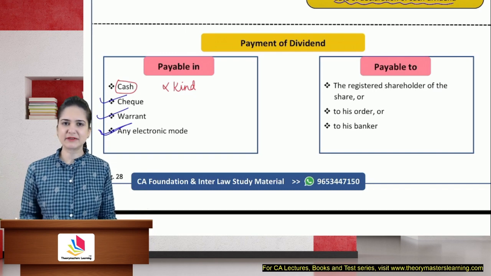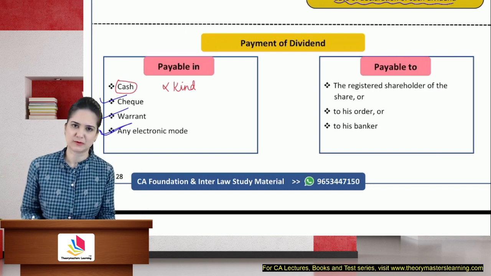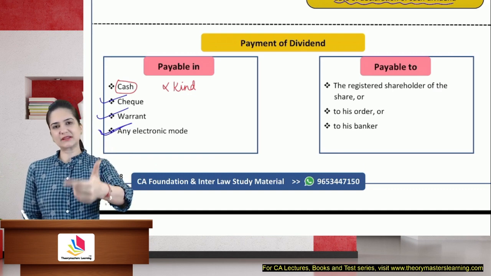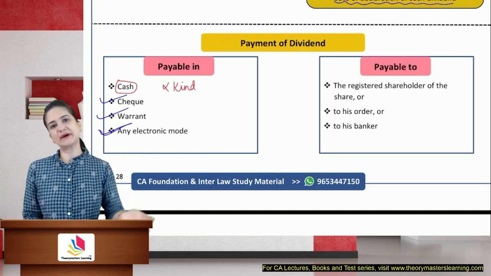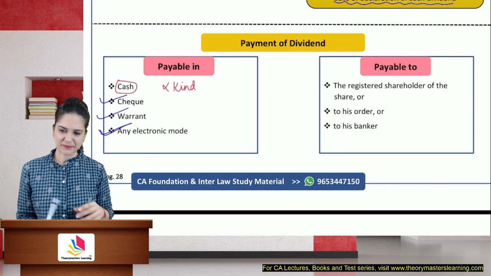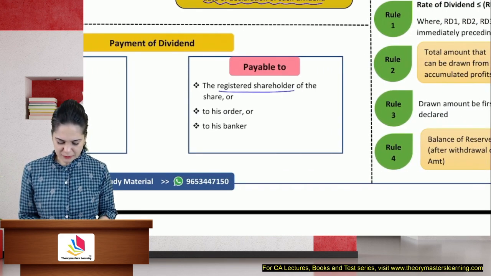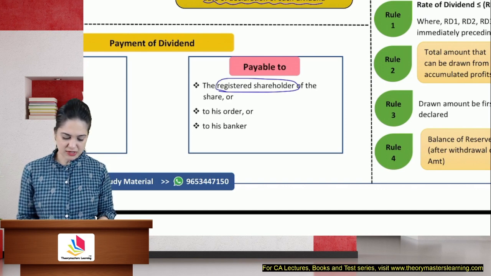Like even I get dividends in my registered bank account. I can invest only through that account. I will get the sales proceeds also in that account. My dividends are also deposited in that account. It is payable to the registered shareholder of the company.